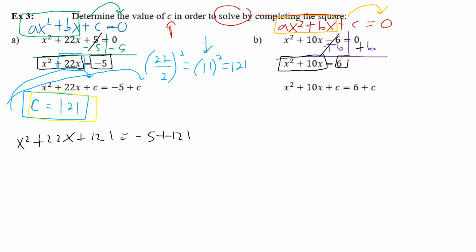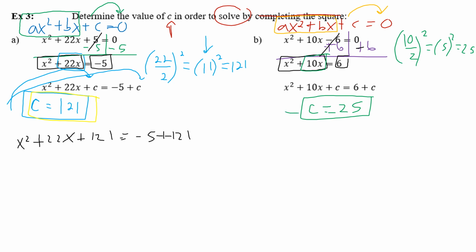Perfect. Now we need to do what's called complete the square. So we're going to take the value of b, which happens to be 10, the coefficient, divided by 2, and then whatever that gives us, we're going to square it. So 10 divided by 2 will give us 5. 5 squared will give us 25. So this c value should be 25. C equals 25. That would be the final answer. But again, just to show you what it would look like if we plugged it back into where we were supposed to, it'd be x squared plus 10x plus 25 equals 6 plus 25.